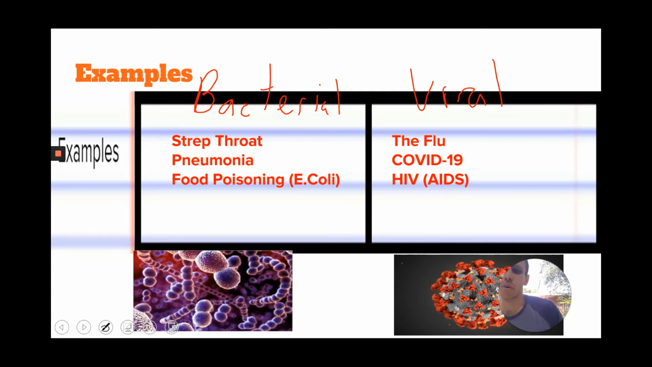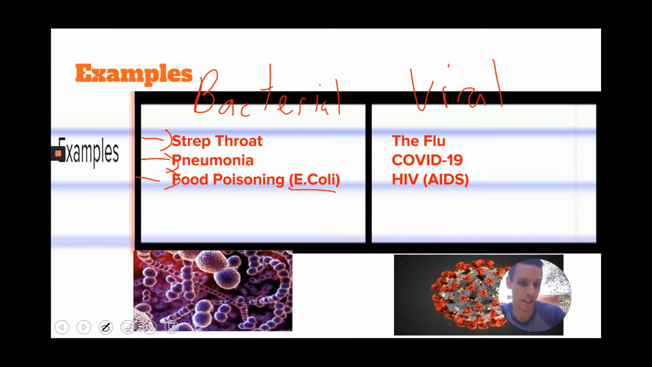All right, so strep throat, that's a bacterial infection. I'm sure a lot of us have had it, and it gives our throat a lot of aching. Pneumonia is also a bacterial infection that affects your lungs, respiratory system. And then food poisoning, I'm sure that a lot of us, if not all of us, have had some sort of food poisoning that upsets our stomach. E. coli can be a bacteria that can cause food poisoning. Salmonella is another one that can cause food poisoning. Those are all bacterial infections.